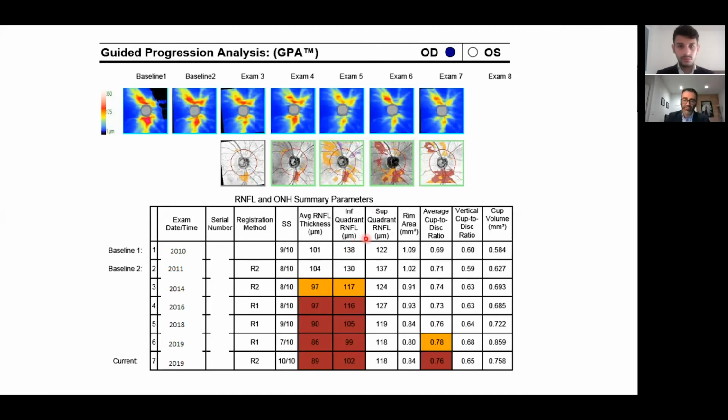When you look at the parameters, the actual raw data itself, you're right, that quadrant has changed. So Dan, as you look at those quadrants, this quadrant has changed. Inferiorly, we started at about 138 microns. We're all the way now down to about 102, and that's a statistically significant difference. The average thickness has also changed, from 101 all the way down to 89. So that is a statistical significance. So there is progression in this case, even though the visual fields actually looked pretty normal in 2019 and pretty normal in previous. Let's move over to the other eye.